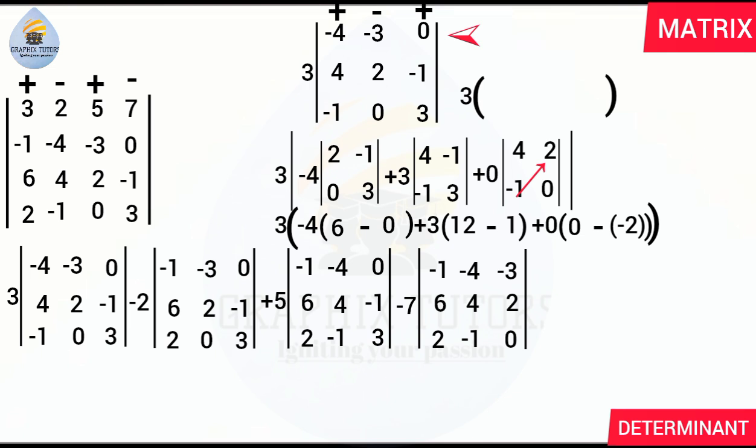6 minus 0 is 6. 6 times minus 4 will give you minus 24 altogether. Then 12 minus 1 is 11. 3 times 11 is 33. I'll write it down here.